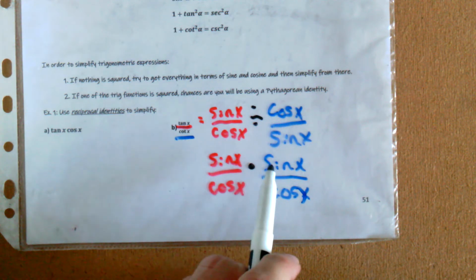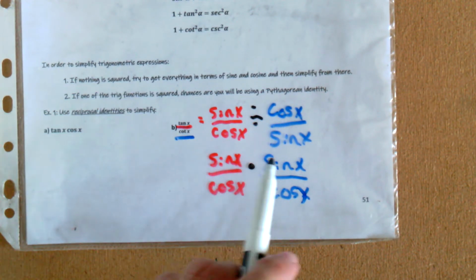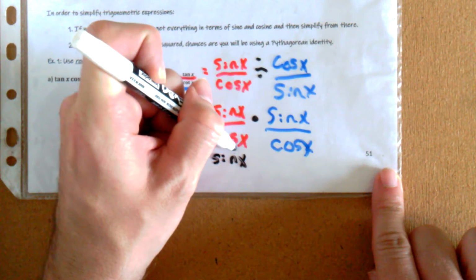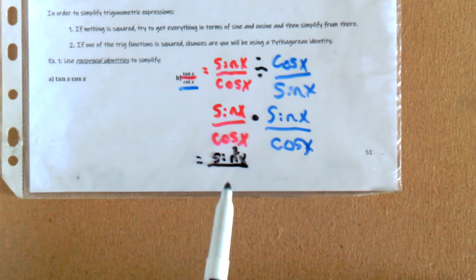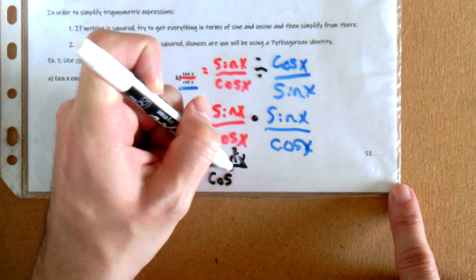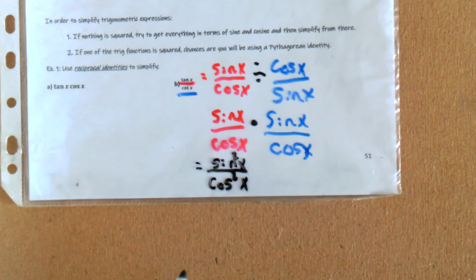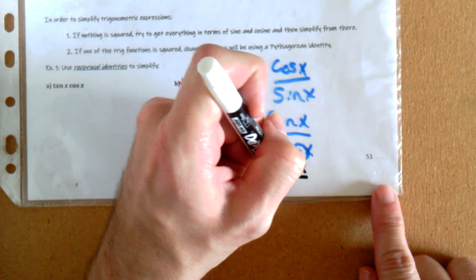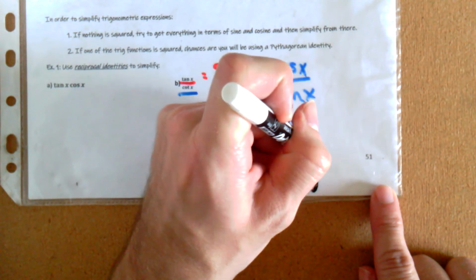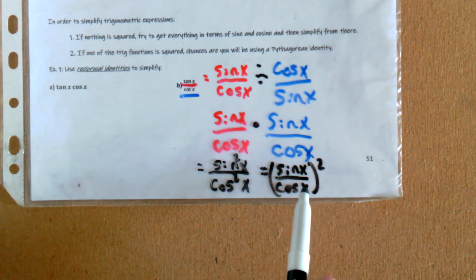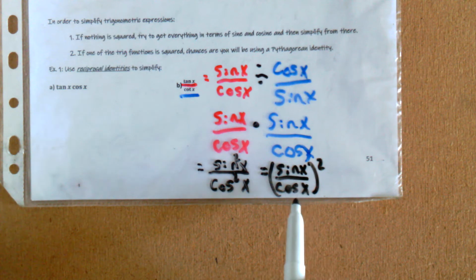Remember that some number times itself is that number squared. So sine times sine is the same thing as sine squared. Divided by, and on the bottom we have cosine times cosine, so that's the same thing as cosine squared. So now we have sine squared divided by cosine squared. This can also be written as sine over cosine squared. This is the same thing as this, because when you square a fraction, you have to square the top and the bottom.